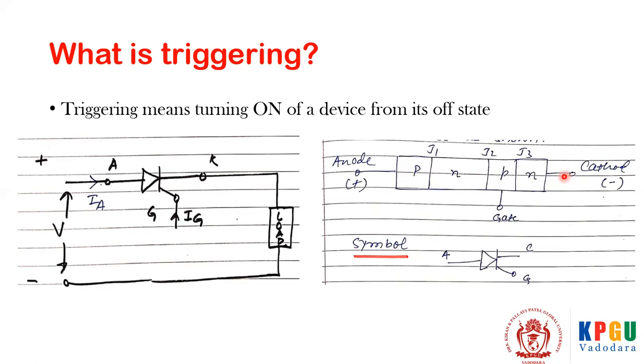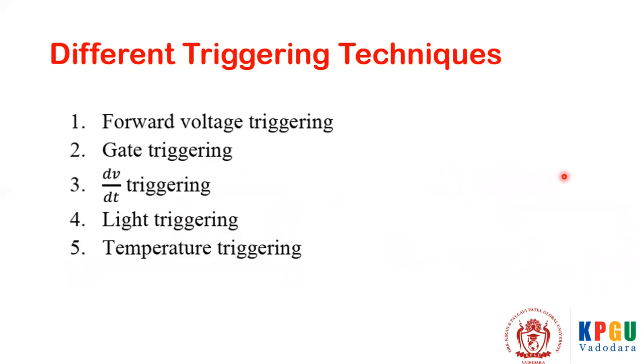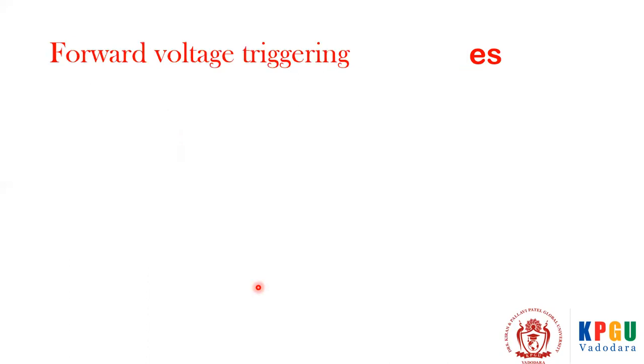So now let's see what the methods are for achieving this. The different methods which are there in theory are forward voltage triggering, gate triggering, dV by dt triggering, light triggering, and temperature triggering, right? We are going to discuss all these methods very briefly, but method number 2, gate triggering, is actually used in practice. The other methods are there on paper, but they are not used much, right?